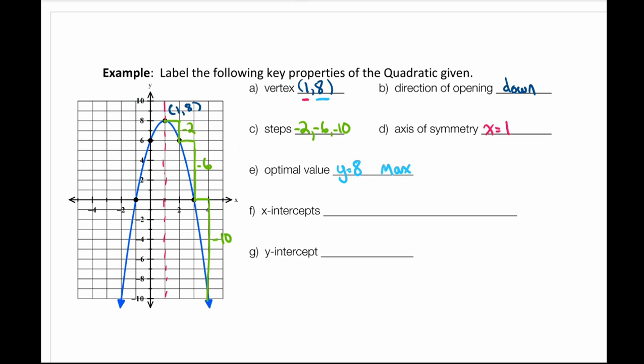For x-intercepts, we can look at where it crosses the x-axis. We see two of them. So our x-intercepts are going to be -1 and 0 is the one point, and the other point is 3 and 0. So those are the two x-intercepts. And finally, the y-intercept, we can see where it crosses the y-axis. In this case, it's 0, 6 is our y-intercept.